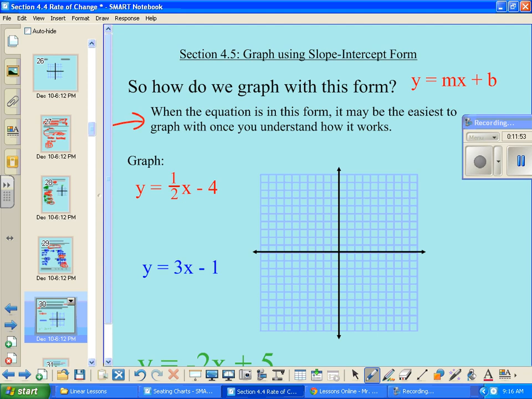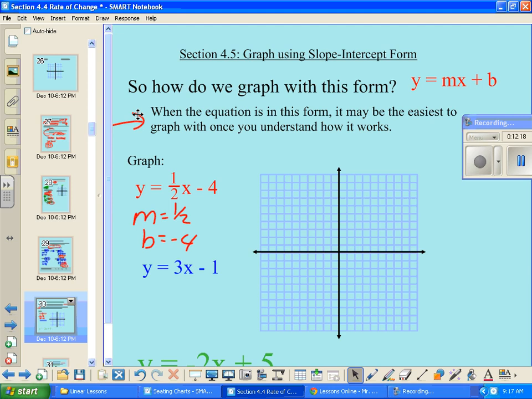Let's look at this first one. It says graph. The equation's in slope-intercept form. It's y equals, and then everything else on the other side. So good, this is just how I want it. Knowing it's in slope-intercept form, I can pick out the slope and y-intercept right away. The slope's going to be 1/2. My y-intercept is just going to be the number at the end here, the constant, which is negative 4 because there's a subtraction sign in front of it. So there's my slope, there's my y-intercept.